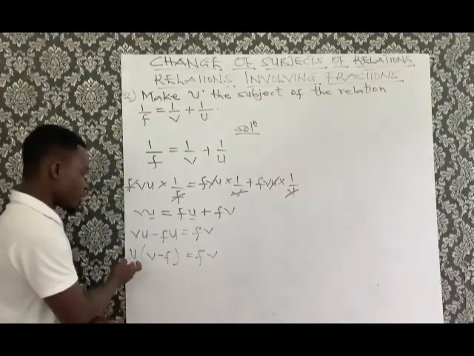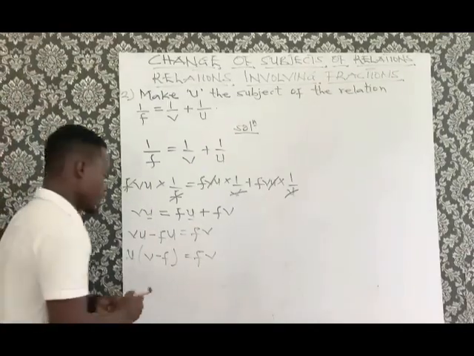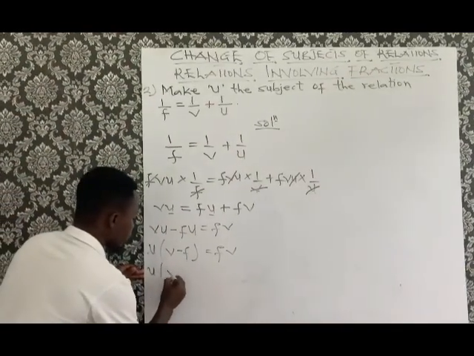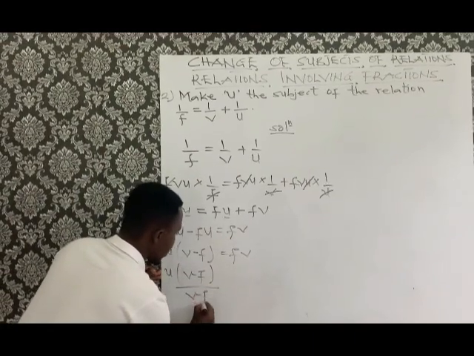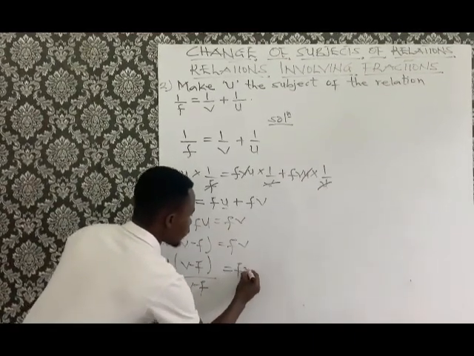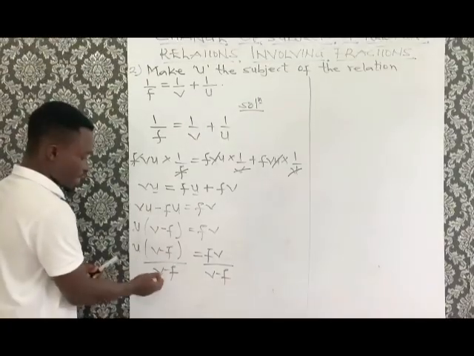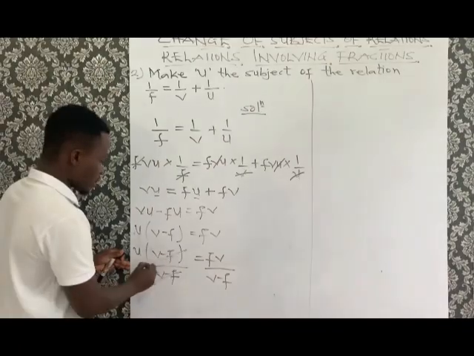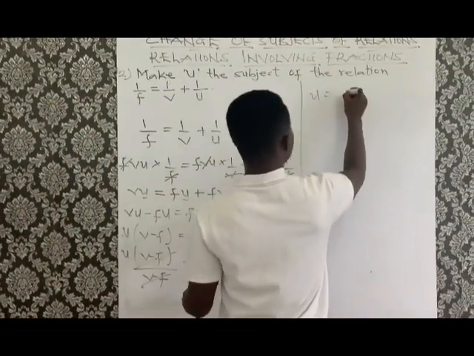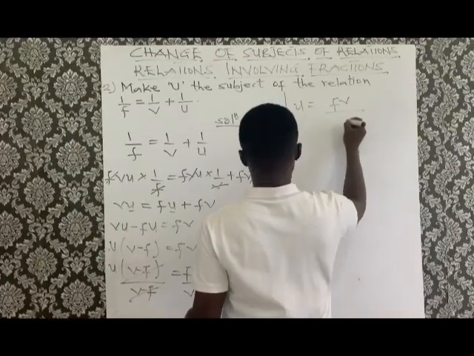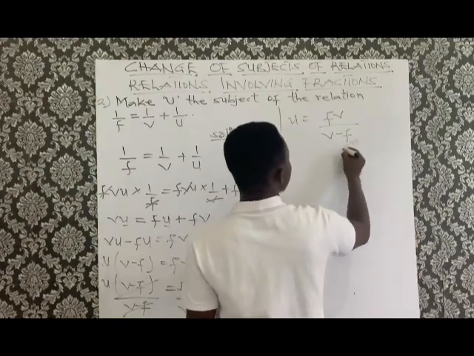Now since we have to make U the subject, we divide both sides of the relation by the terms in the bracket. So we have U bracket V minus F bracket close, all divided by V minus F, equal to FV divided by V minus F. Now this and this are the same, so this one cancels this one. It will be left with U equal to FV over V minus F. Therefore, this becomes our final answer.